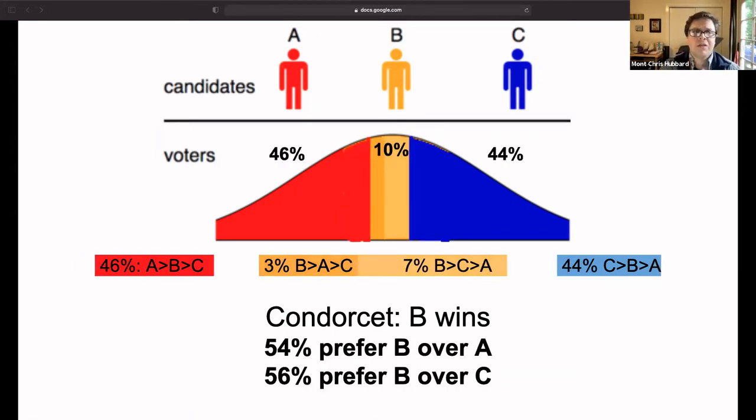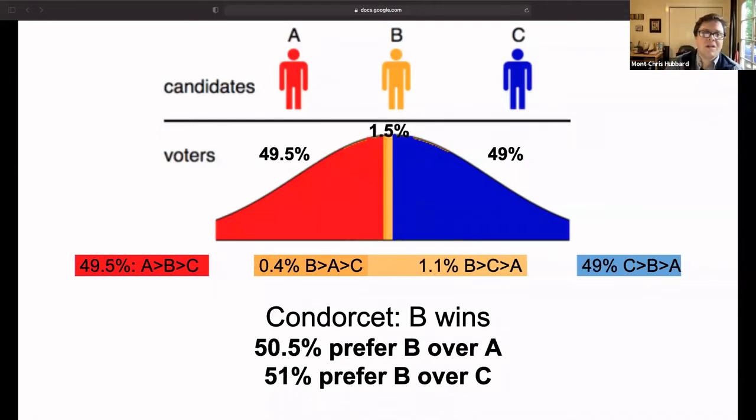Let's look at a different election where B's primary support is much smaller. In this, with the Condorcet method, B still wins because majorities, although smaller majorities, still prefer B over any other candidate. Let's look at a third election. B has very tiny primary support. Only 1.5% of voters like B first, but B will still win this election under a Condorcet method.